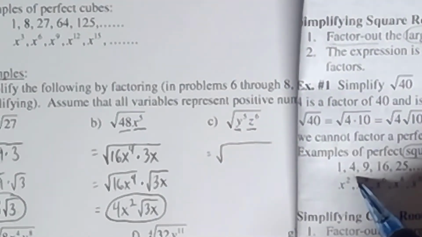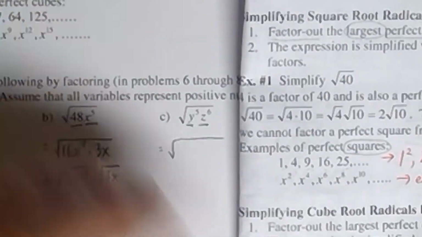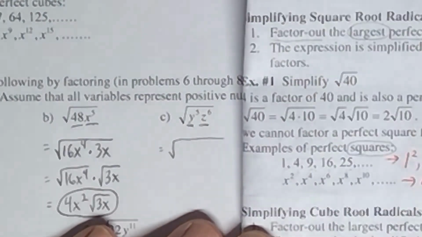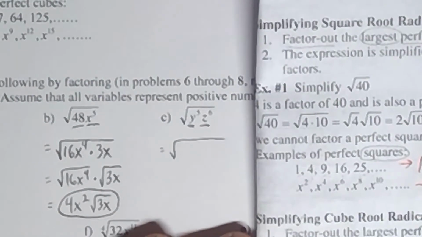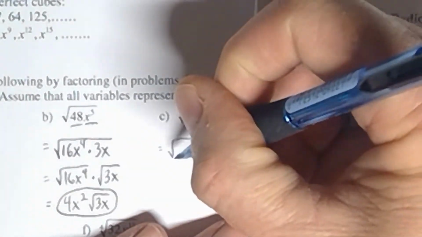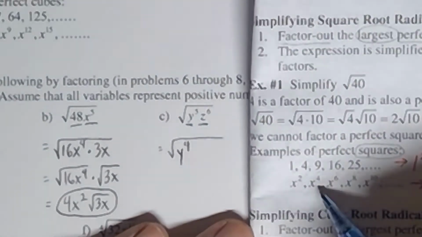Okay, so for y to the 5th, I picked the largest exponent from the list that's not bigger than 5. And then same thing with z to the 6th. I picked the largest exponent from the list that's not bigger than 6. So for y to the 5th, the largest exponent that's not bigger than 5 from the list is y to the 4th, isn't it?